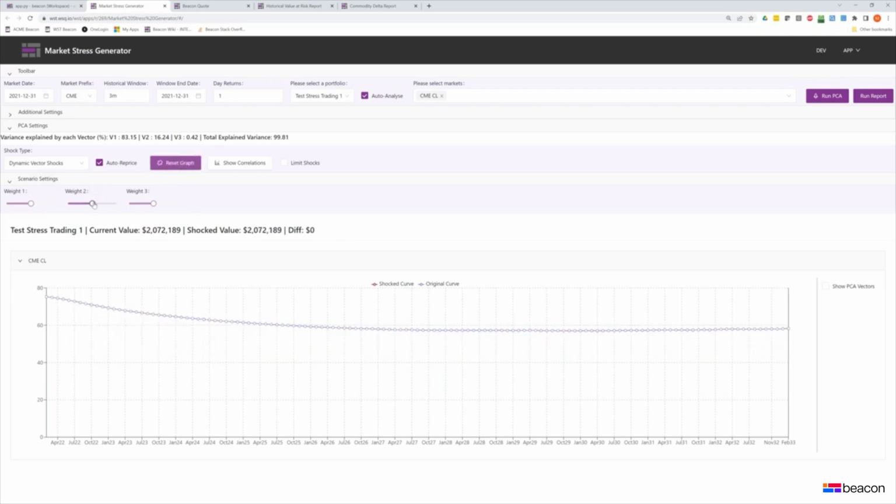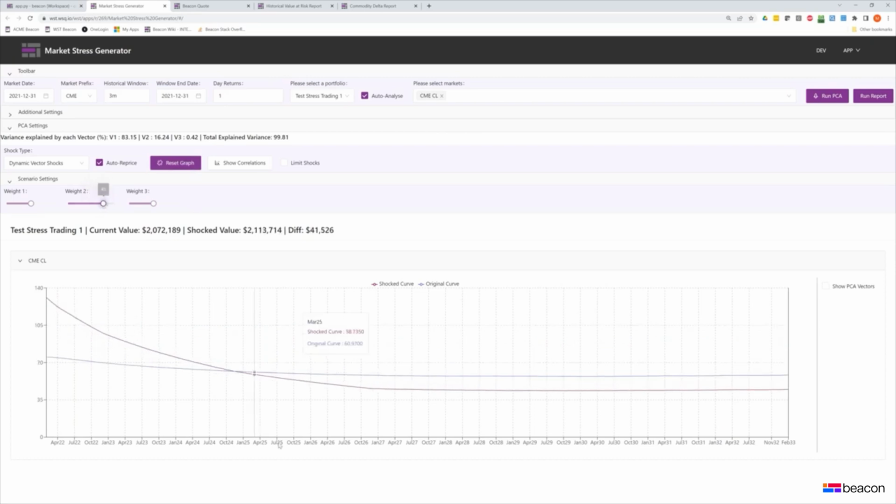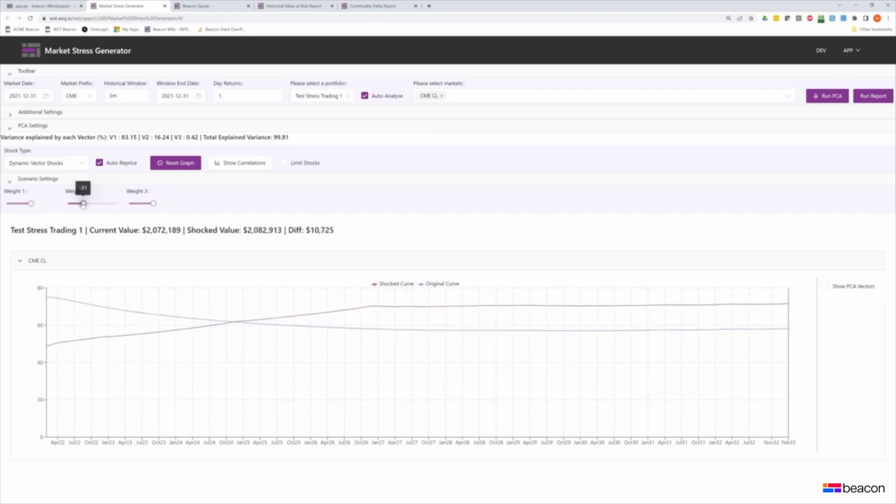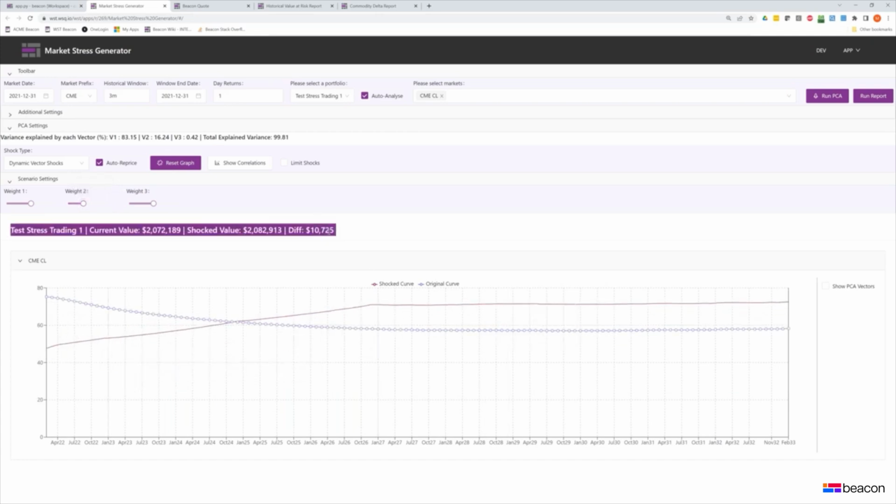I can look at the second component now. This is like a tilt shock. So here I've done a shock up for this thing where the front end of the curve moves up and the back end of the curve moves down. And I can see I made some money on that shock. If I make it go the other way, move the front of the curve down, back end of the curve up, well, in that case, I'm also making money. So in this case, this portfolio that I'm looking at is long gamma to the second factor, to this tilt factor.